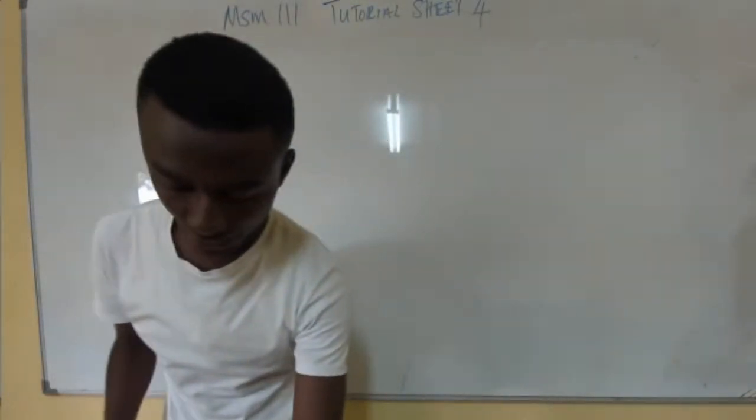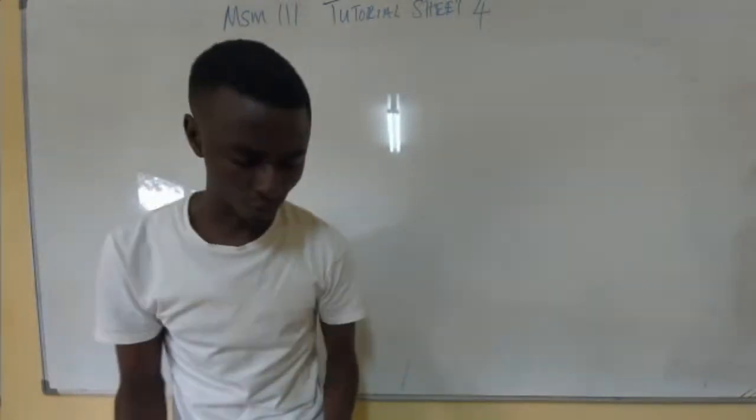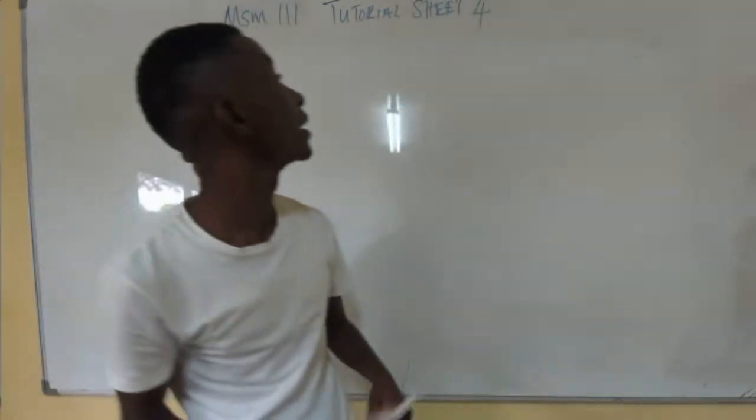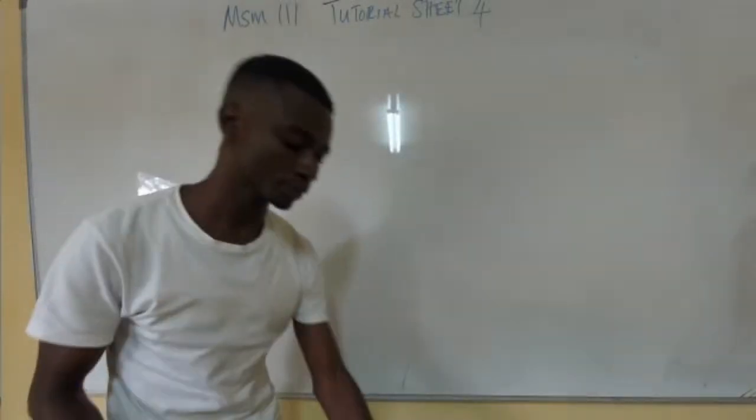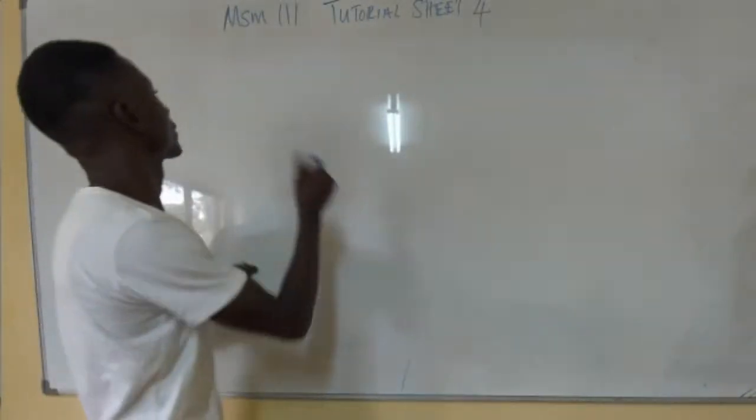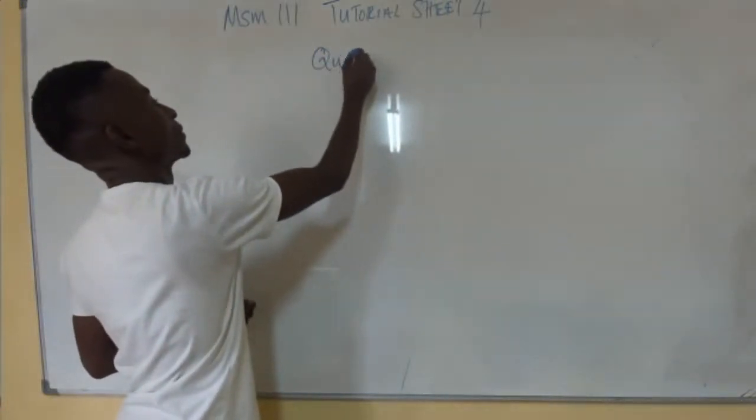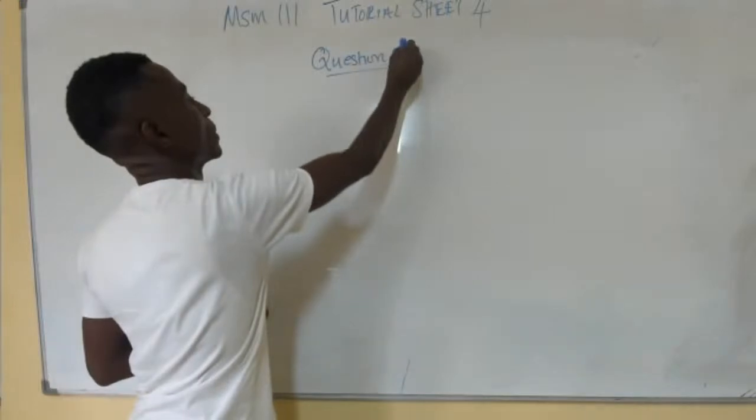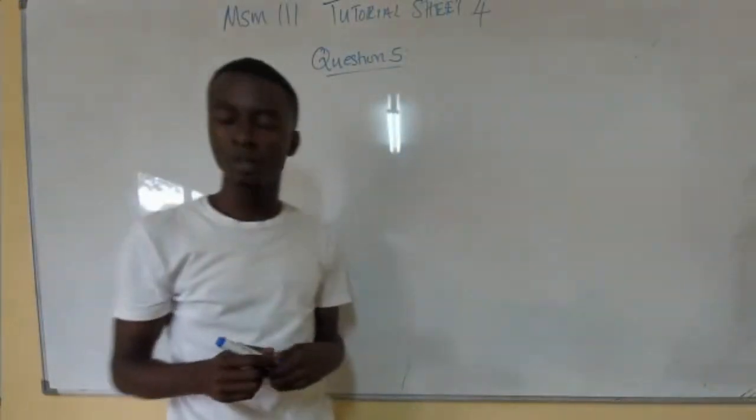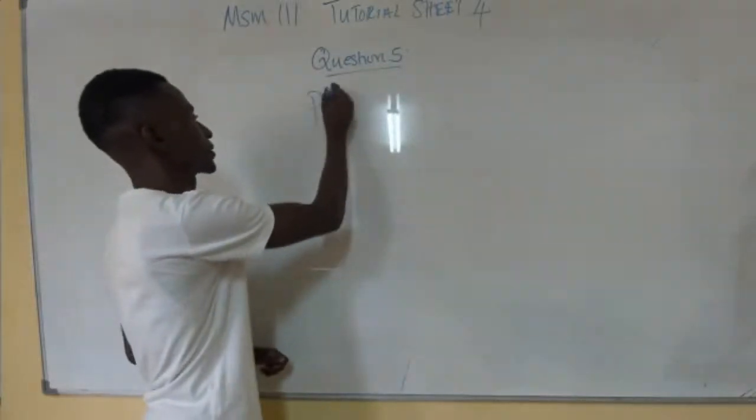It's just a continuation. We're still doing the Torah sheet form. So I'll start with question 5. The question is saying, factorize this one.